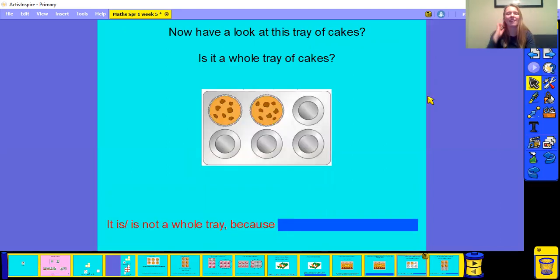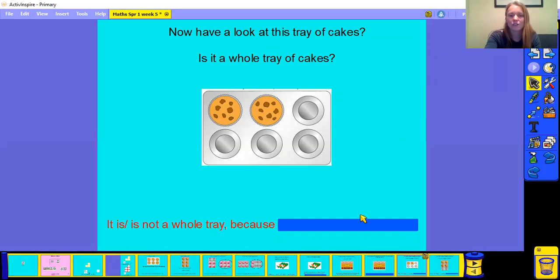Now have a look at this tray of cakes. Is it a whole tray of cakes? Pause the video while you talk to your grown-up about it. Don't forget to use the red sentence to help you to explain. So what did you think? Is it a whole tray of cakes? No, it is not. But how did you know?